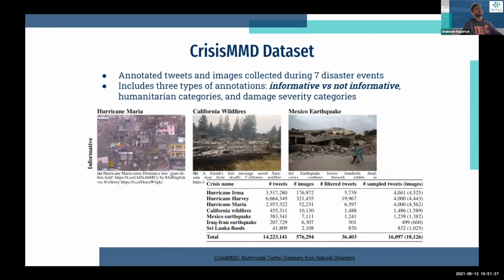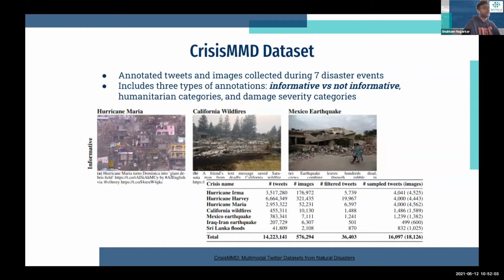In order to do this, we are using a very popular and the only present data set, called the Crisis MMD data set. I'll give a brief overview of this data set. It basically consists of 7 disaster events. The disasters include hurricanes, wildfires, earthquakes, floods, etc. All these disasters consist of 3 types of annotations. The first one is informative or non-informative. It tells us whether this image or this tweet is informative or not.